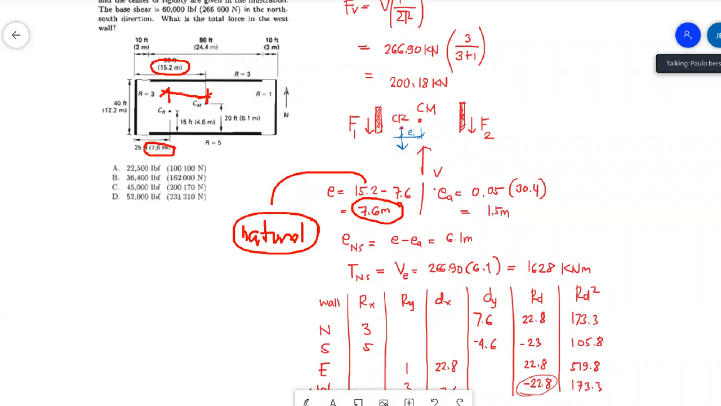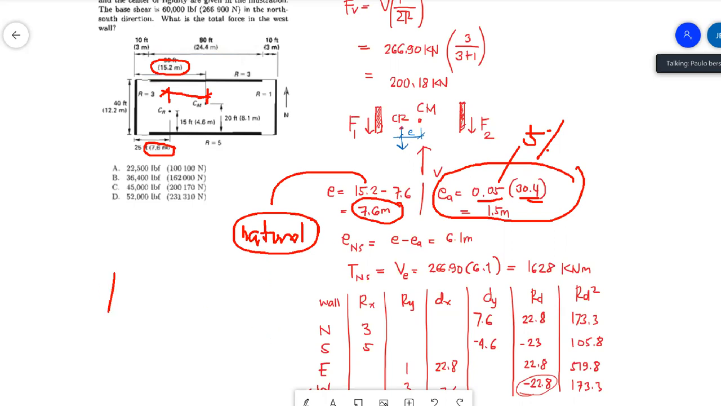Tapos meron pa tayong clinic sa STAAD yung accidental torsion, accidental eccentricity. Ito naman yun. The 0.05 times 30.4. So, yan yung 5%. Nasabi ni Code, kahit pa symmetrical yung structure mo, asahan mo pa rin, may konting torsion dyan. Kasi, for example, dinesign mo yung building mo. Di ba, yung distribution ng masses nyo, sa load distribution plan, yung pinacompute kong weight per floor, nakakalat yung mass mo doon, yung dead load, superimposed dead load, assuming na equal yung distribution.